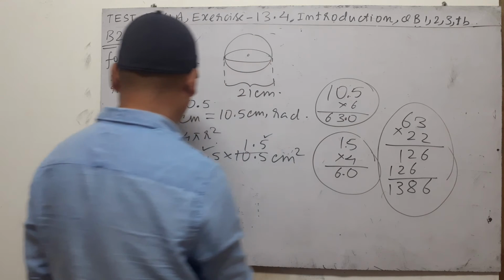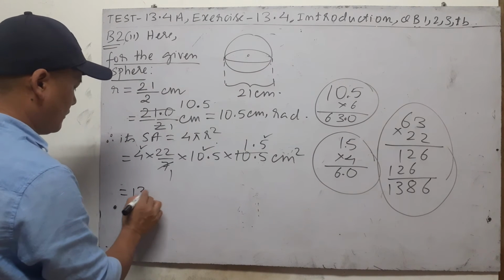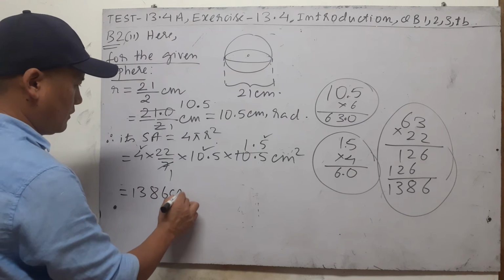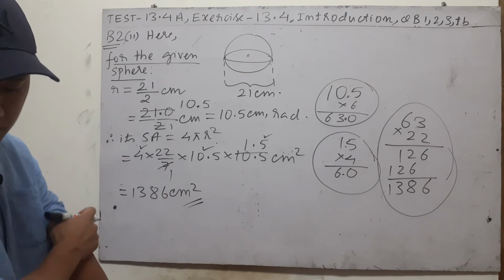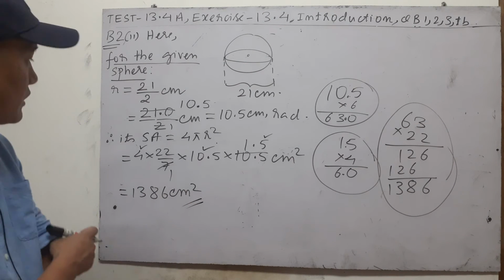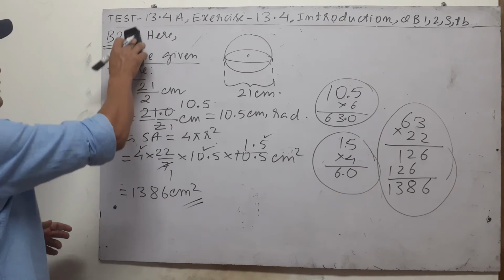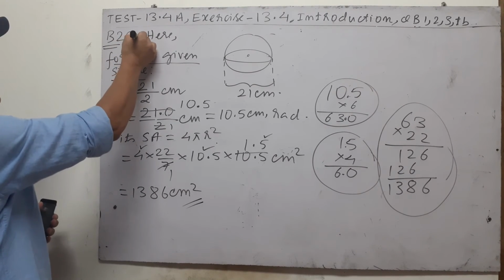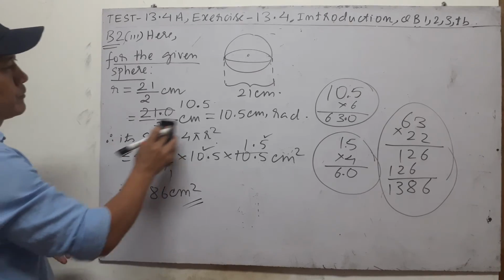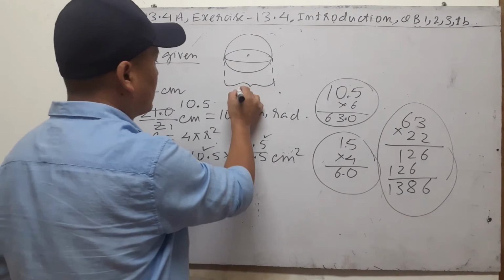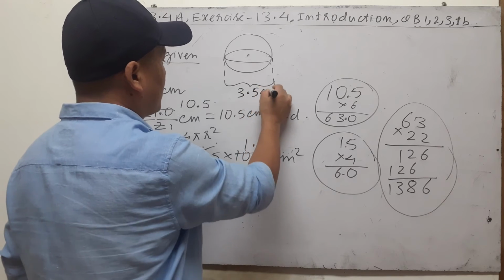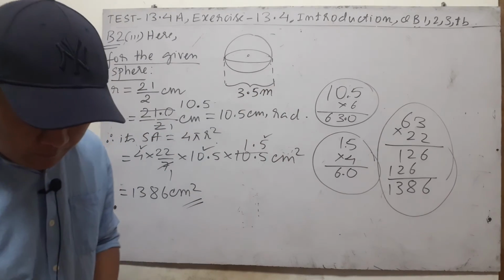Write these things. So here 1386 centimeter square. I think it's same, yes. Then the next one is 3.5. So the subheading 3, look into your text and you'll find the diameter is, then change this, 3.5 meter. Be careful, this time it's meter. Okay.